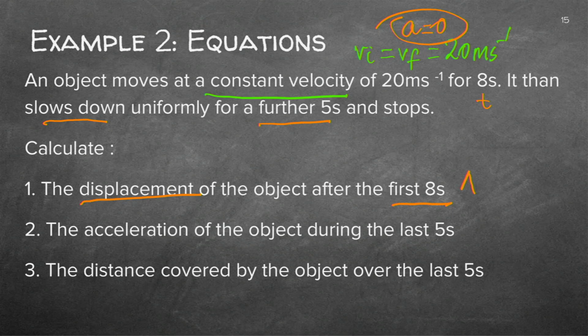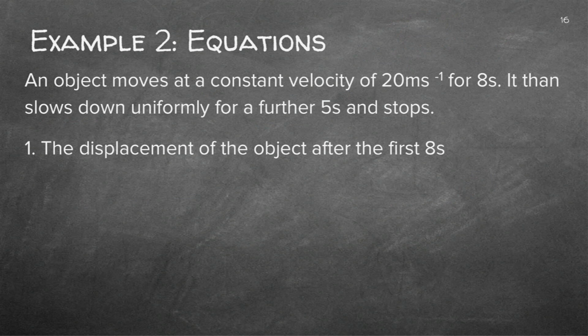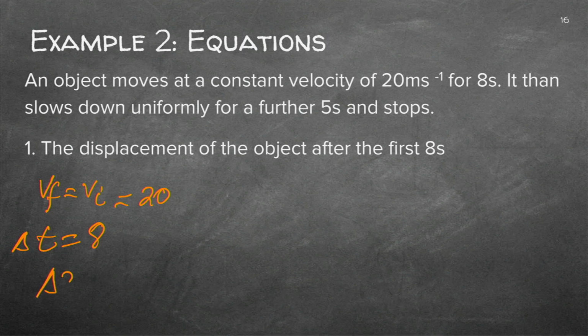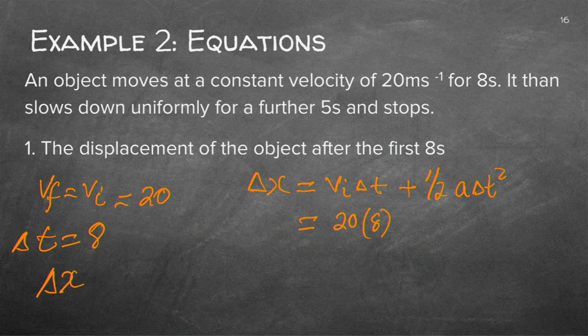They're asking you delta x. How will you work out delta x? So let's go ahead. We've got the final and the initial velocity as 20. We've got the delta t as 8, and they want the displacement. So what will you use? I'll probably use that one because it's easy to have the one that I want this side. And you will say this is 20 times 8, and there was no acceleration in the first 8 seconds.